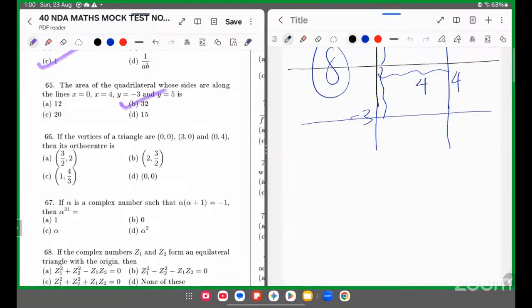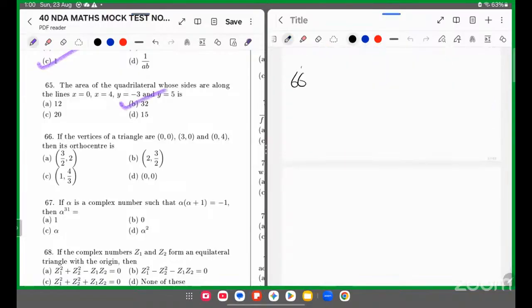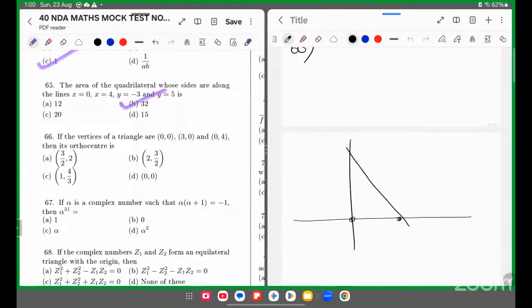Question number 66. If the vertices of a triangle are 0, 0, 3, 0, 0, 4, then its orthocenter is? So it is a right angled triangle. For a right angled triangle, the orthocenter is always at the right angled point. Answer is option D.